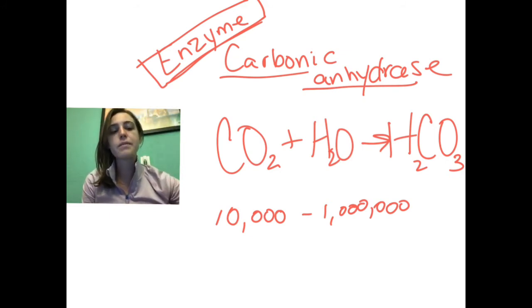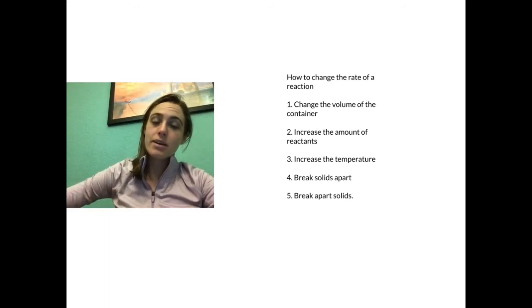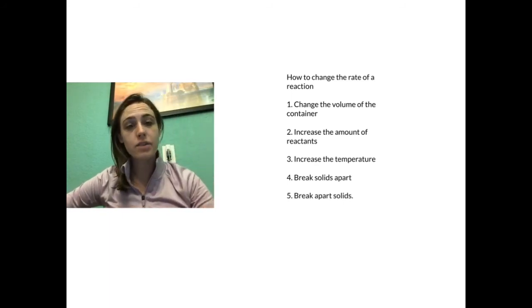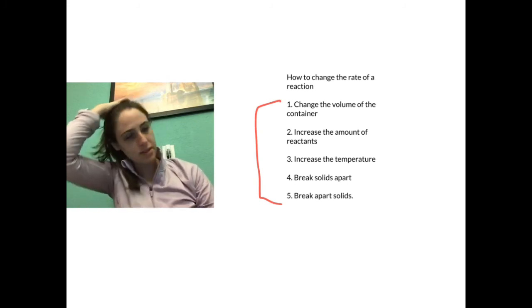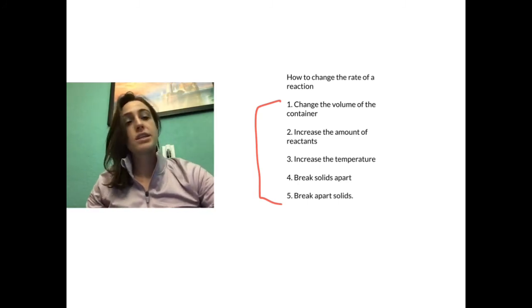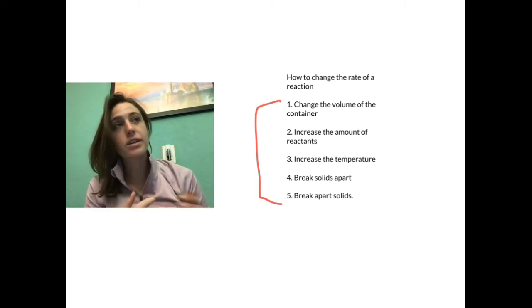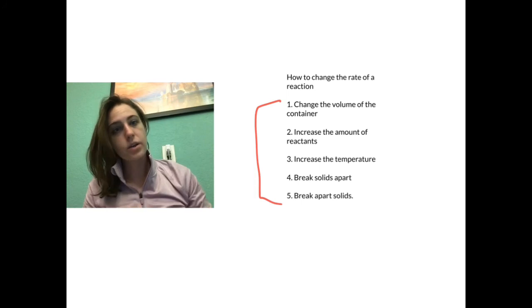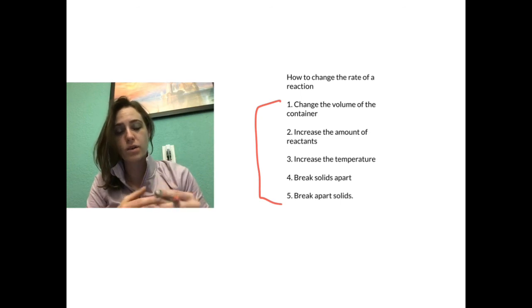Just to wrap this whole thing up, let me give you one more thing about how you can speed up reactions. Some other ways that we can alter the rate of reaction, or how fast a reaction is going, is by doing one of these 5 things. Change the volume of the container. If you change the volume of the container, you're creating more pressure in a way, because now those molecules have less space to roam. So if you decrease the space, they're going to react together more quickly.